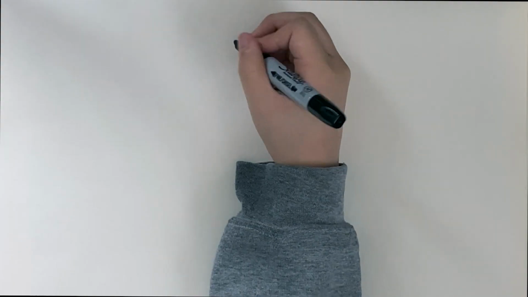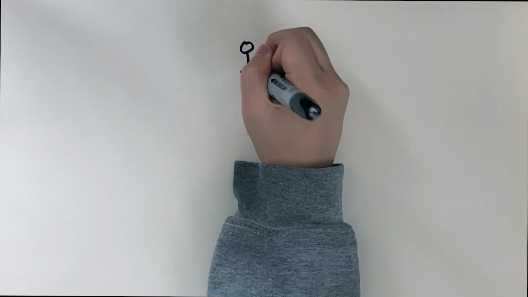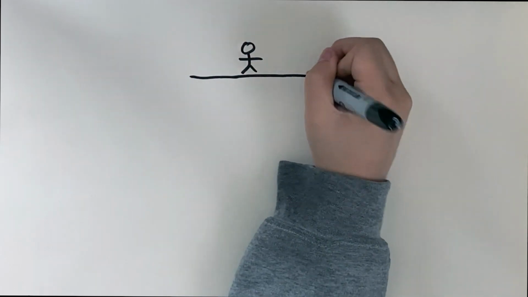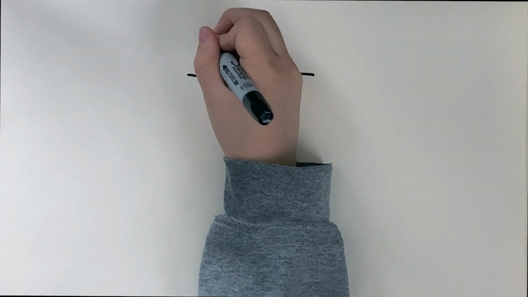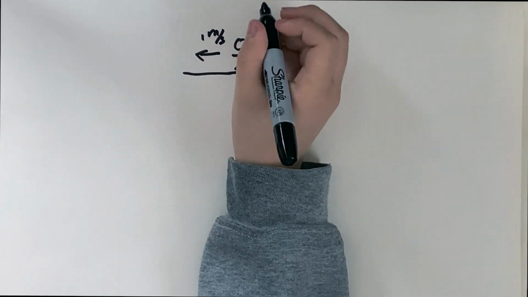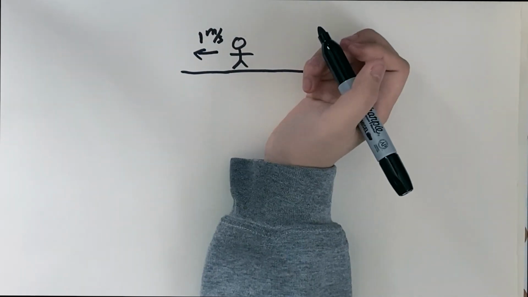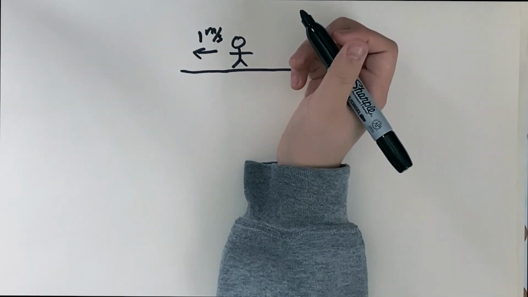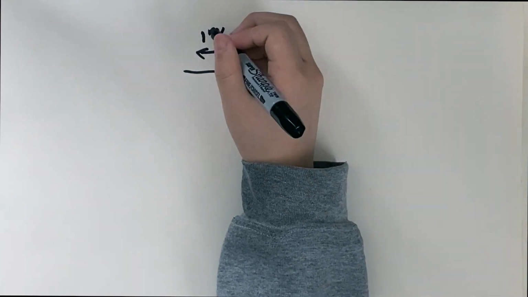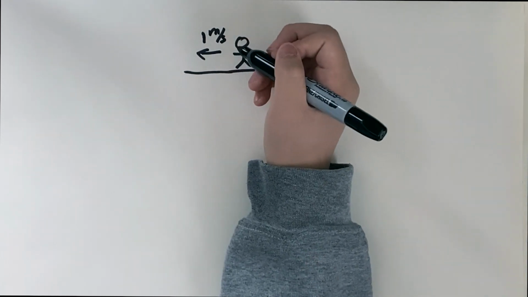Now let's talk about speed and velocity. Speed is a scalar quantity, so it doesn't have a direction, but velocity does since it's a vector quantity. Some people think that they are the same thing, but they are different. Let's say I'm standing here, and this is the ground. If I walk back at 1 meters per second, then what is my speed and what is my velocity? The speed is 1 meters per second because that's how fast I'm going.